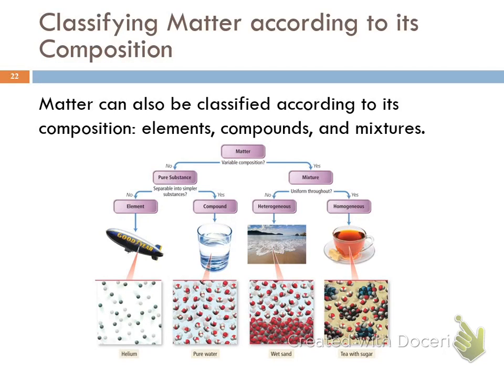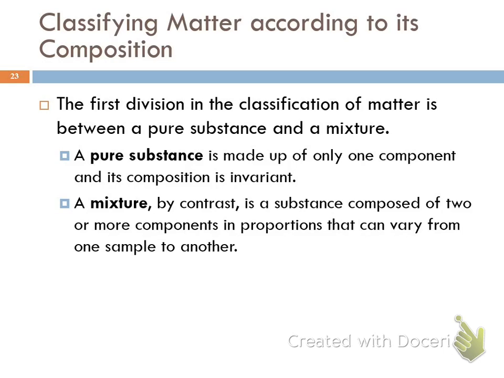We can also classify matter according to its composition, what it's made of. Here's a flow chart that kind of gives an overview of what we're going to talk about. Elements, compounds, and mixtures. So matter as a whole can be divided into mixtures and pure substances. Mixtures can be divided into heterogeneous or homogeneous. Pure substances can be divided into elements or compounds. So we'll talk about each of those.